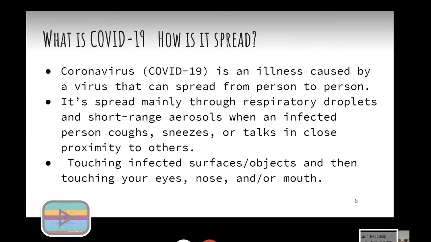of float in the air and then fall. But depending on how loud someone is talking, how hard they're projecting their voice, whether they're singing, sometimes those particles can float a little farther. Touching infected surfaces, objects, and then touching your eyes, nose, and or mouth is another way that it's thought it can be transmitted, but we know without question that the most significant risk for transmission is through these respiratory droplets.